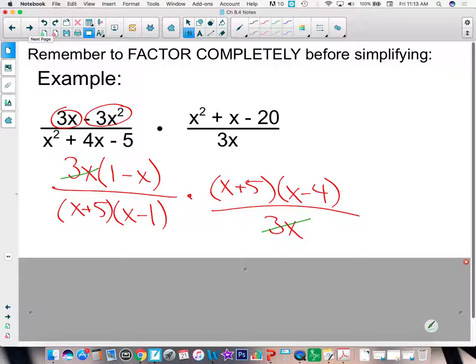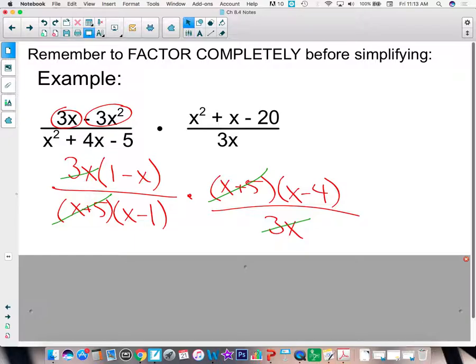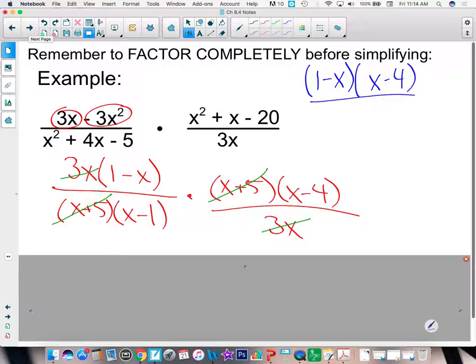And then we have 1 minus x over here. Some of you guys might think, okay, 1 minus x, I can cancel that out with x minus 1. They're not the same thing. Here, that x plus 5 is the same as that one. So if I rewrote it, again, I got 1 minus x, because I'm crunching it together, I got x minus 4, and I have x minus 1 on the bottom.